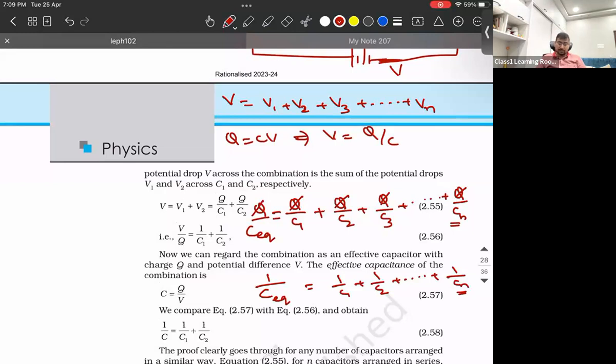So when capacitors are connected in series, the equivalent capacitance is measured like this: 1 by C equivalent is 1 by C1 plus 1 by C2 plus so on till 1 divided by Cn. Am I clear, guys? Yes, sir.